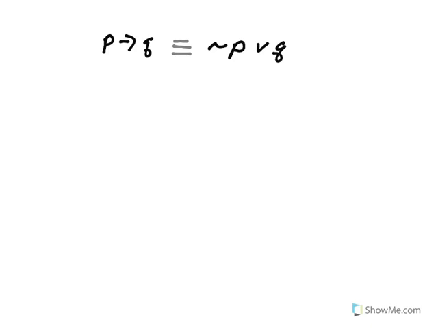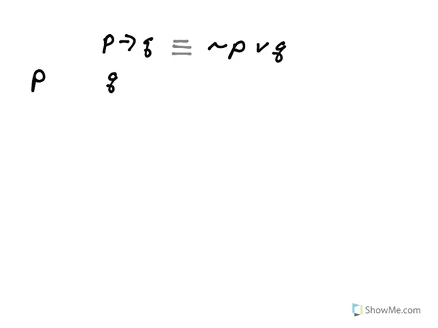If P then Q is logically equivalent to not P or Q. So remember, the upside down V here is OR. All right, so let's say you're given this, and we're going to make our P and Q columns.